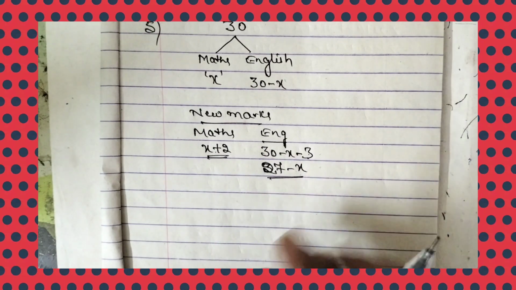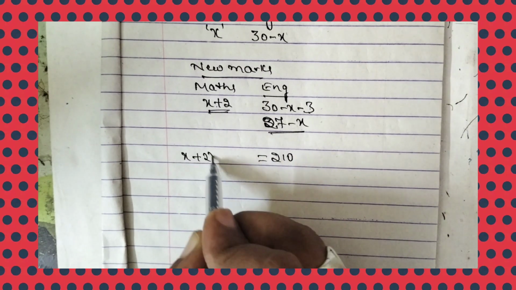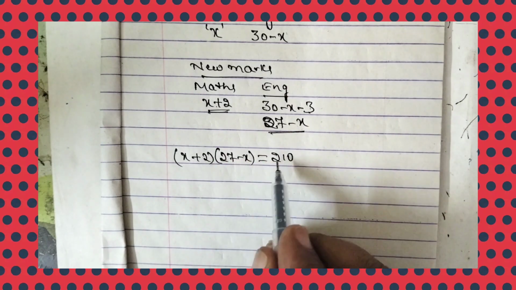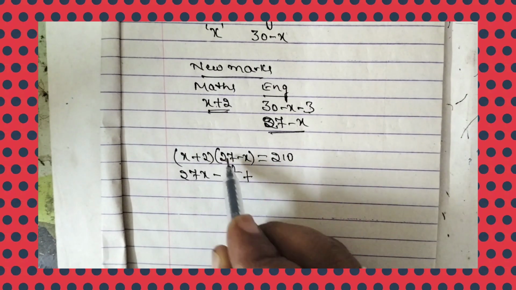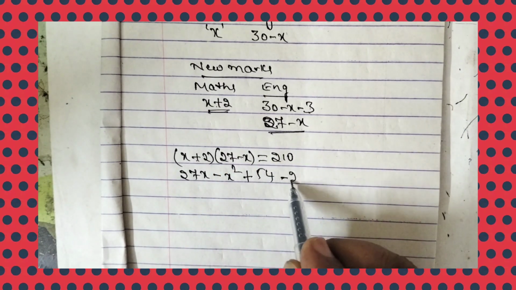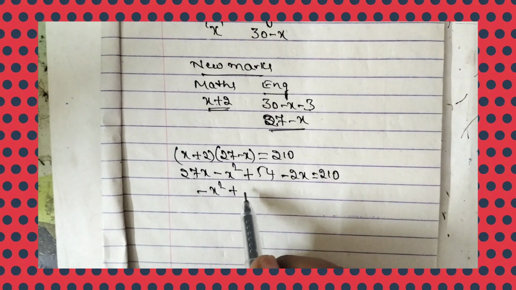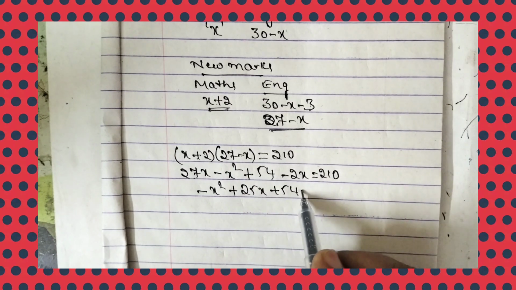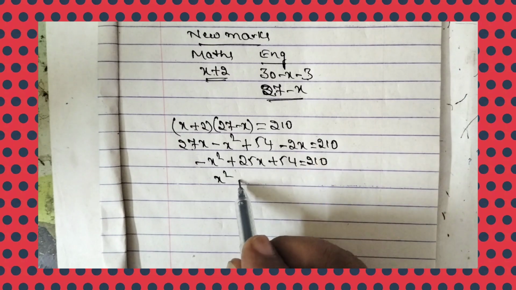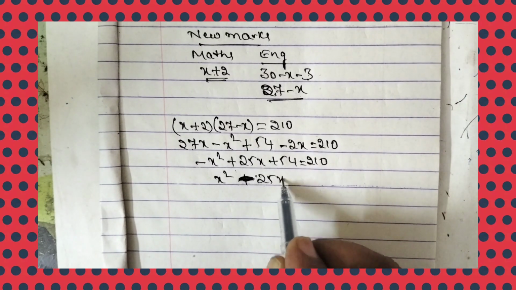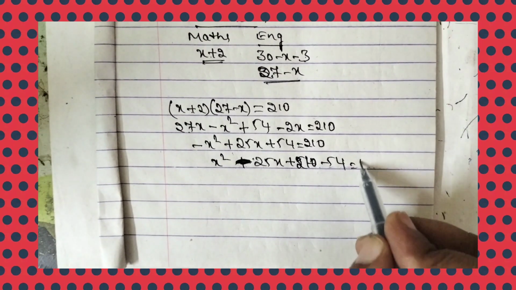Their product, the product of maths marks and English marks, is equal to 210. That means in maths x plus 2, in English 27 minus x, and their product will be equal to 210. x into 27 is 27x, minus x into x is x square, plus 2 into 27 is 54, plus 2 into minus x is minus 2x, equal to 210. So minus x square plus 27 minus 2, that is 25x, plus 54 is equal to 210. Now shift everything from LHS to RHS. Minus x square becomes plus x square, plus 25x becomes minus 25x, plus 54 minus 210. If we shift plus 54, it becomes minus 54, which is equal to 0.